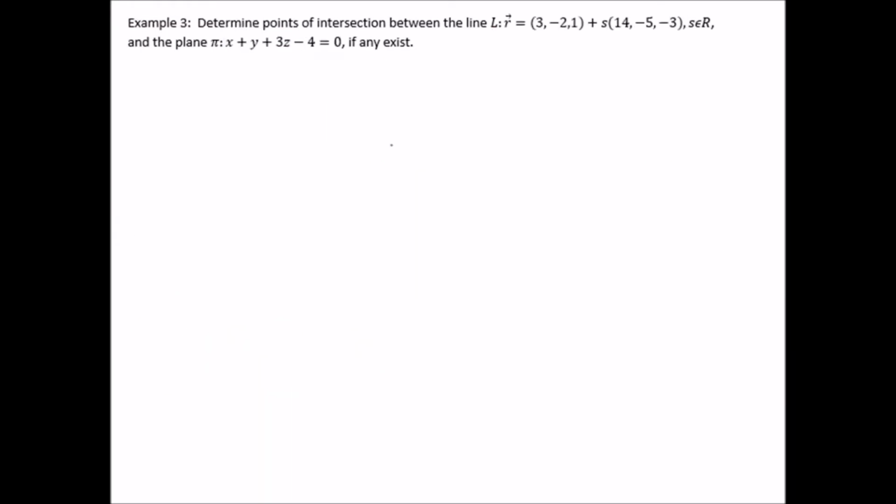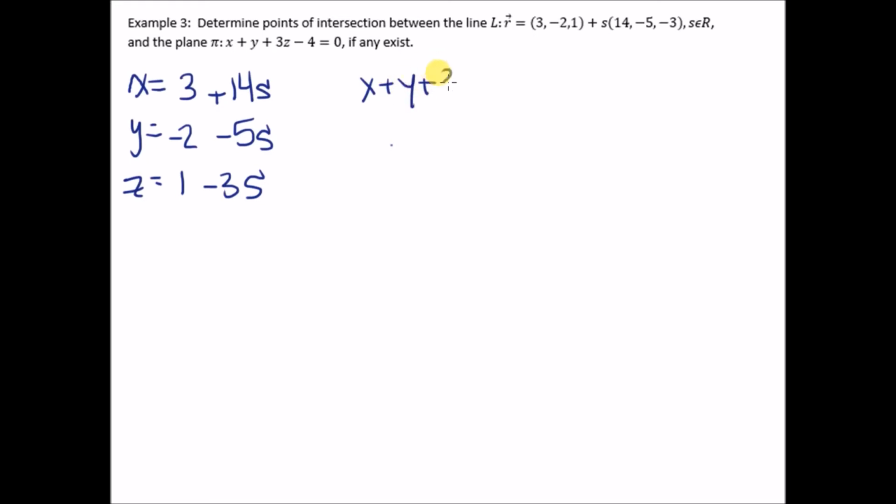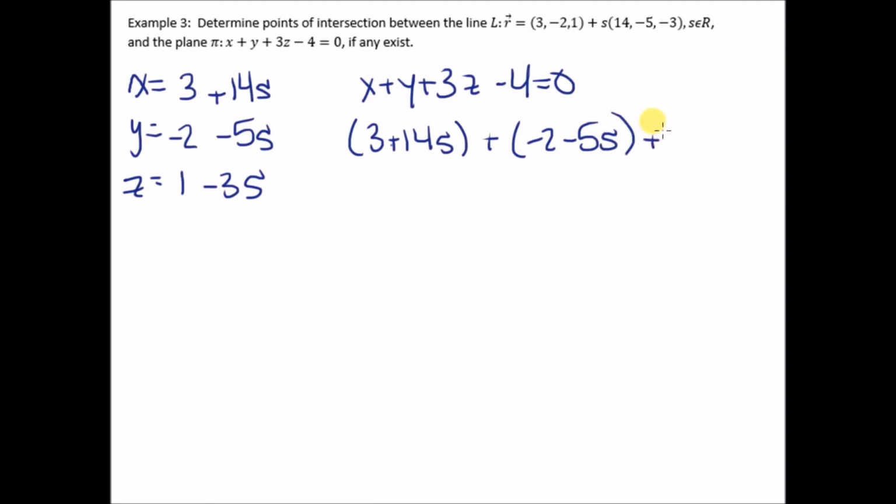Example 3. Same type of example: determine the points of intersection between this line and this plane. I'm going to rewrite the line as x, y, and z in the parametric equations: 3 plus 14s, negative 2 minus 5s, 1 minus 3s. Now I'm going to sub these into the equation for the plane.